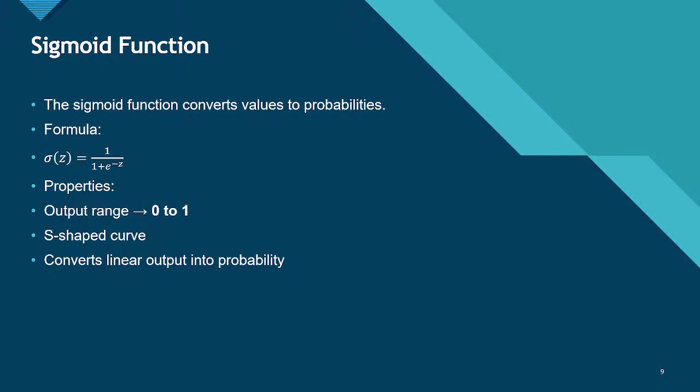The mathematical formula we are using is sigma(z) = 1 / (1 + e^(-z)). Z is the value calculated from the linear equation, and e is the mathematical constant, the Euler number. When we apply this formula to z, the result will always be between 0 and 1, which makes it suitable for representing probabilities.